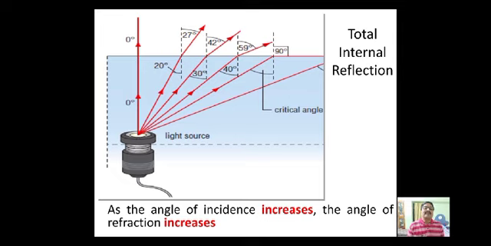A stage will come at which the angle of refraction becomes 90 degrees. The angle of incidence at which the angle of refraction becomes 90 degrees is called the critical angle. So if we try to increase the incidence angle greater than the critical angle, then what will happen? The ray will be totally internally reflected back. That is, the angle of refraction would become greater than 90 degrees. At the critical angle, the ray will propagate along the boundary surface, we can say. As the angle of incidence increases, the angle of refraction increases.